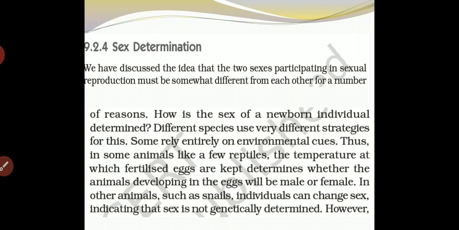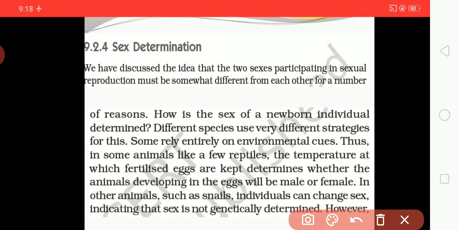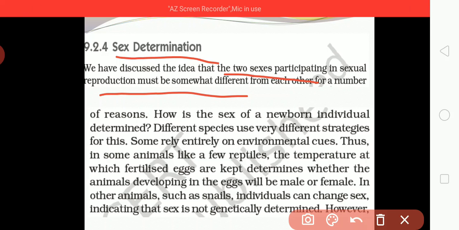Now the new topic: sex determination. How can we know whether a germinating cell is male or female? How is this process carried out in the body? We have discussed the idea that the two sexes participating in sexual reproduction must be somewhat different from each other.